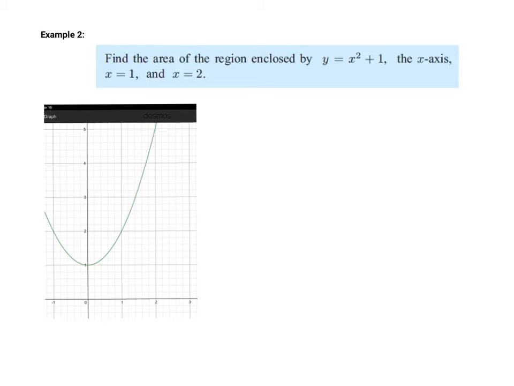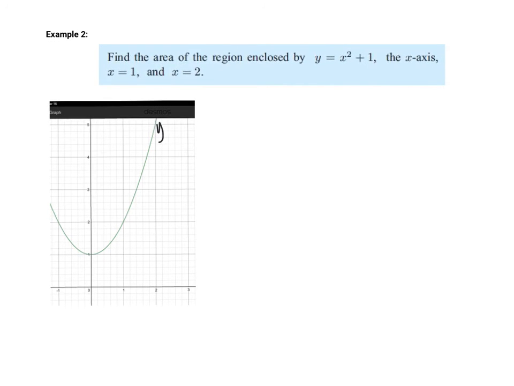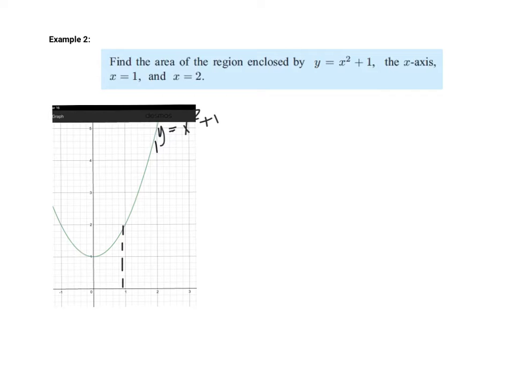So if we take a look at what that function looks like, here it is. And we're looking for the area of the region enclosed by our function y equals x squared plus 1. Oops. Still getting used to this. There we go. So that's our green function there. And we're looking between x equals 1 and x equals 2. So we're looking for this area right in here.